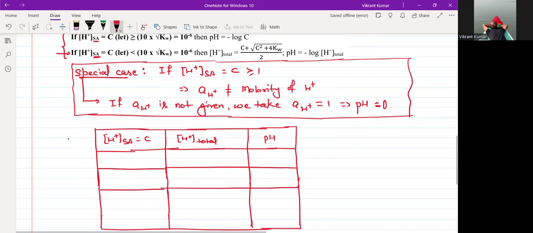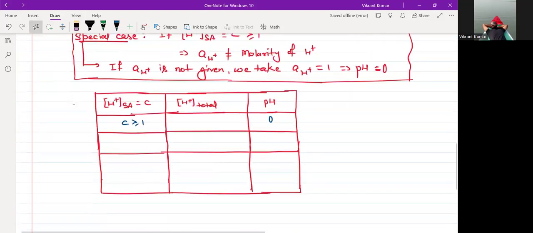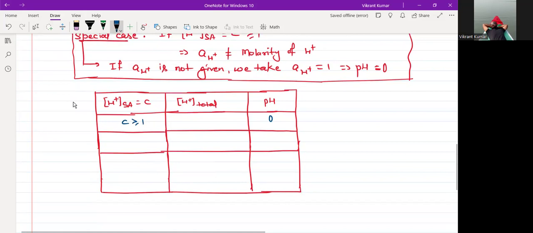Okay, so if I take the first case where C is greater than or equal to 1, then directly we will say that pH will be almost 0, tending to 0. If C becomes less than 1 but is more than 10⁻⁶, then we are taking H plus total to be equal to C, because we are neglecting water's H plus in comparison to that, so pH will become simply minus log C.